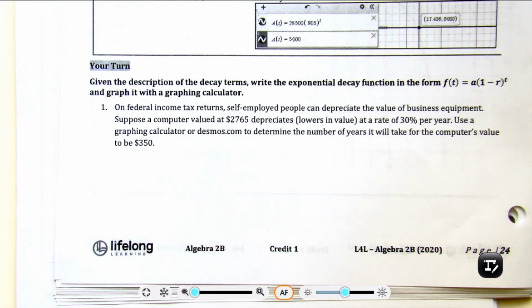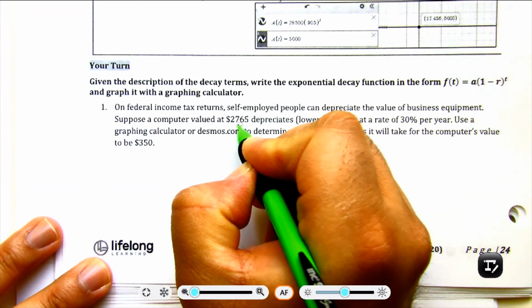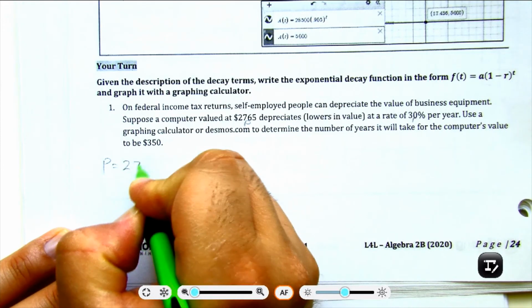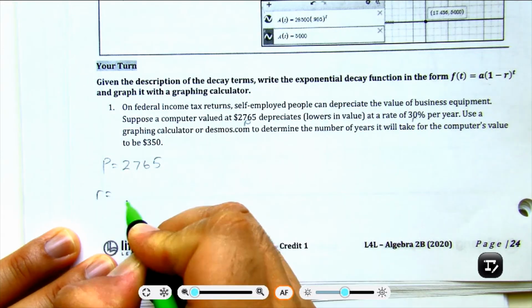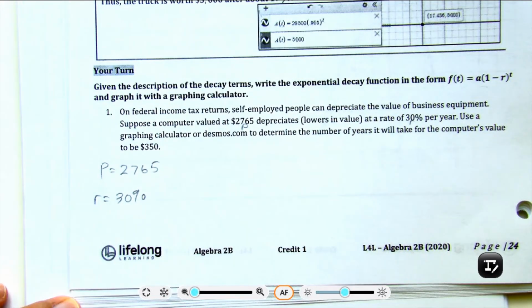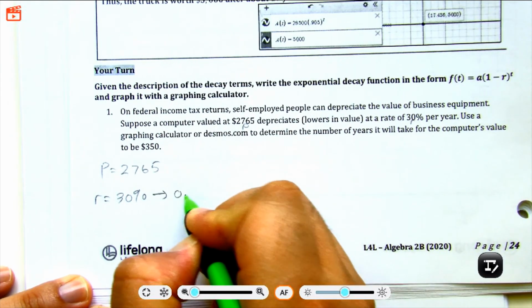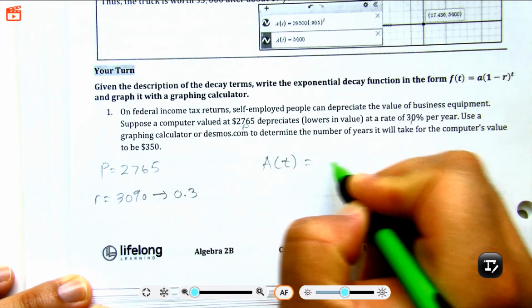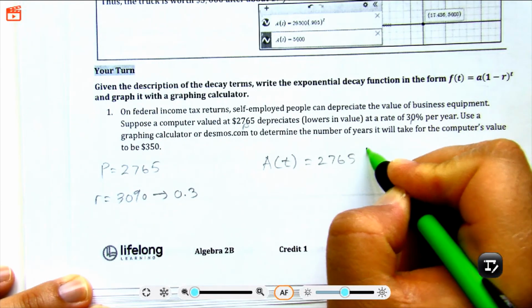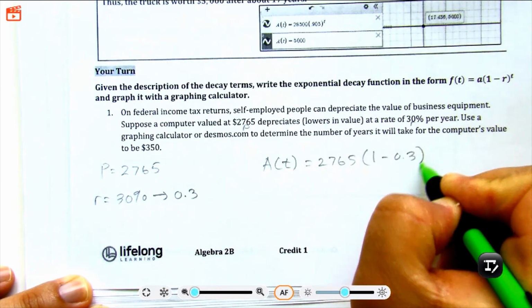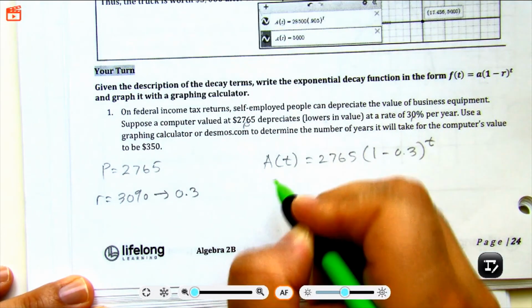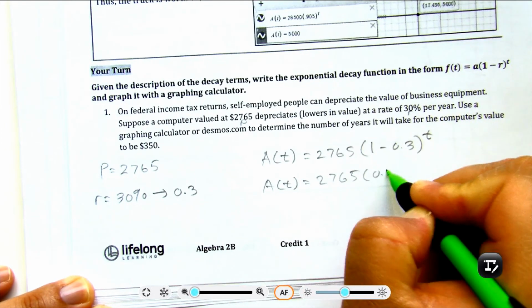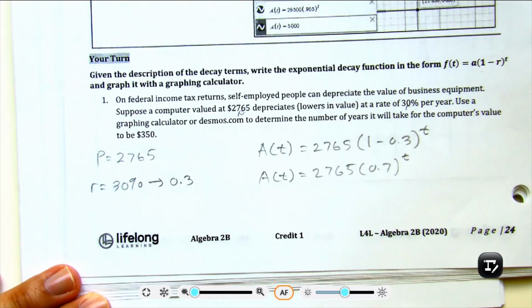So I'm going to make a note that this is P and this is R. P is equal to 2,765. R is equal to 30%. And 30% as a decimal is 0.3. So your equation would be A of t is equal to 2,765 times (1 minus 0.3) to the t power. And that is A of t equals 2,765 times 0.7 to the t power. So this is the first equation that you're going to graph on Desmos.